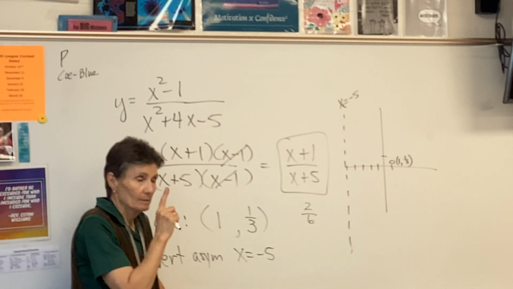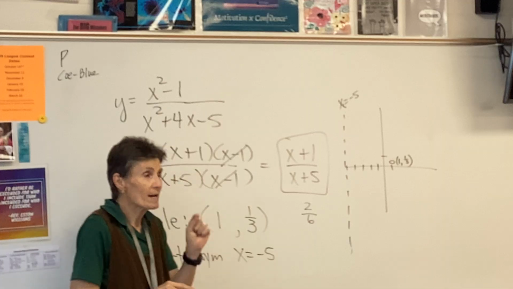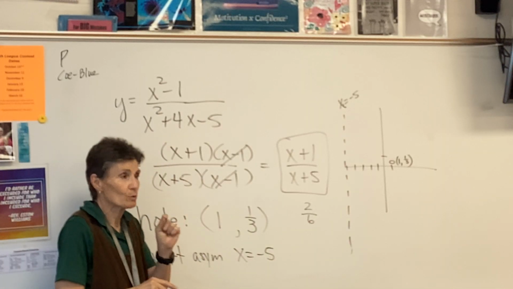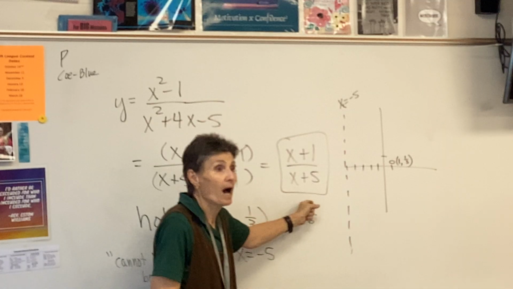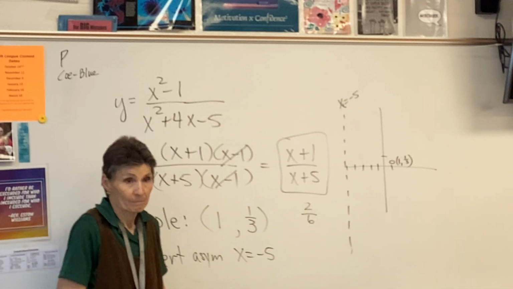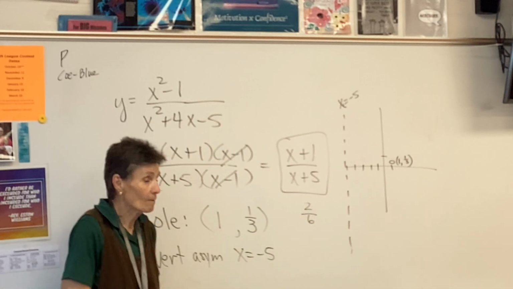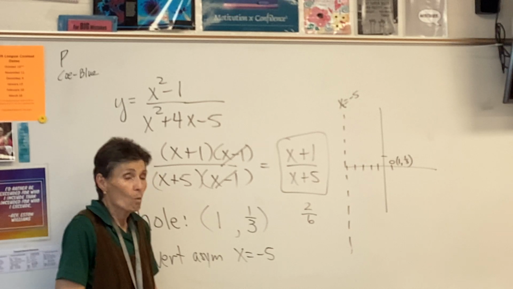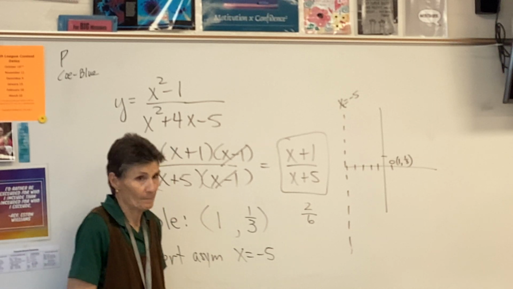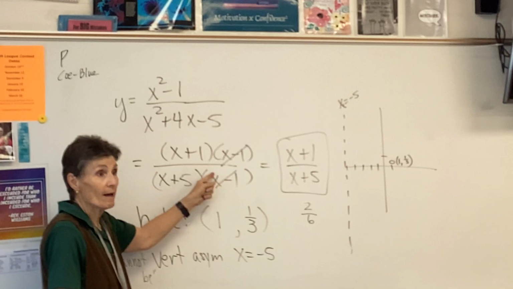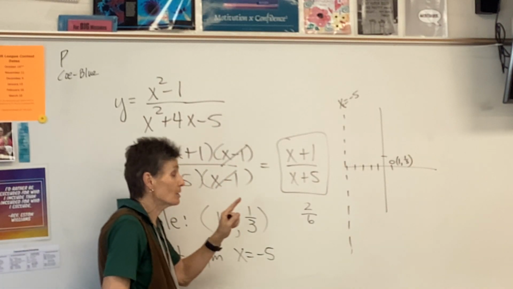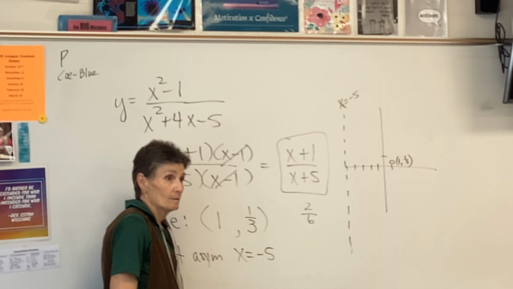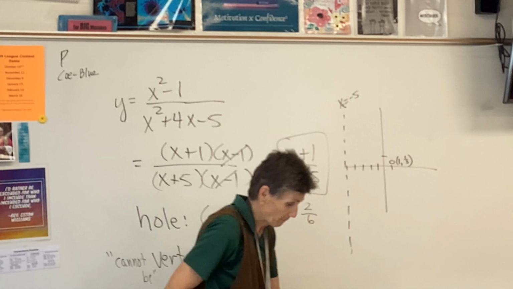All right. Recap. Where do vertical asymptotes come from? The denominator. Vertical asymptotes come from the denominator. Where do holes come from? Whatever cancels out. If you don't cancel, you don't have a hole. All right, let's try the next one.